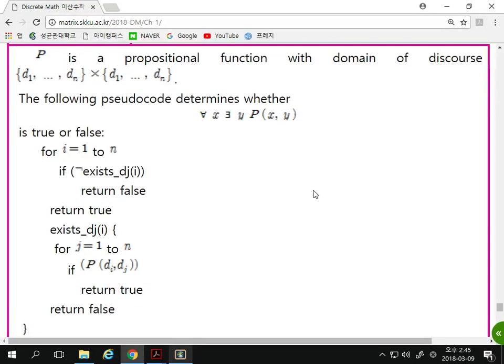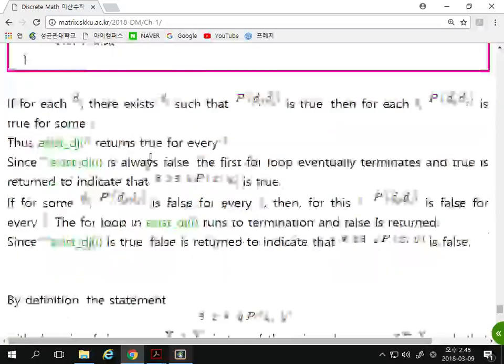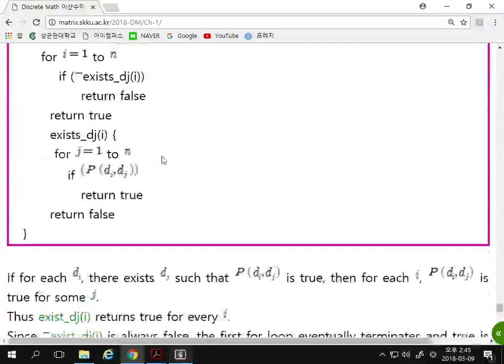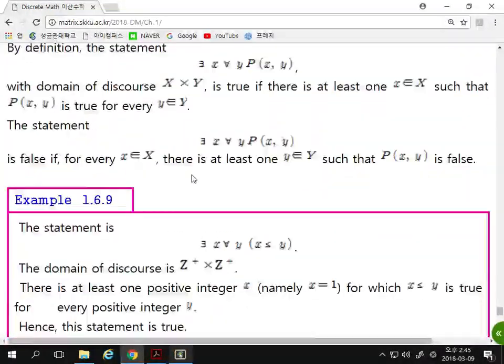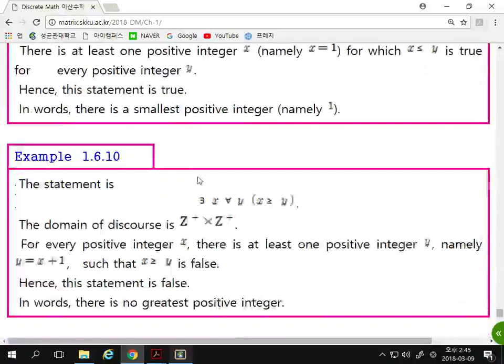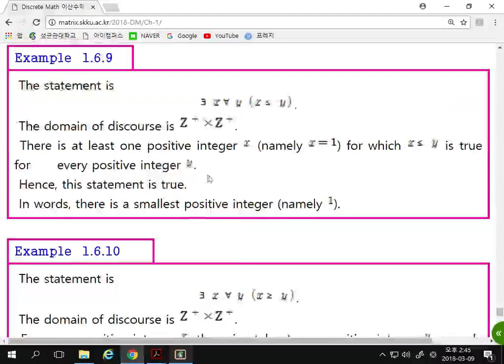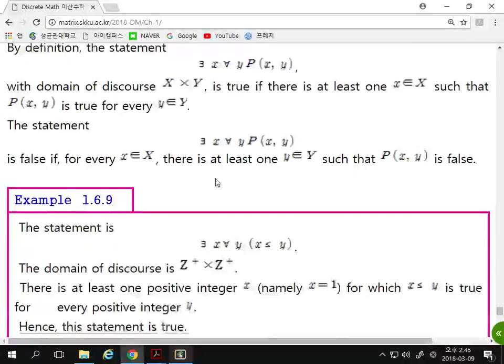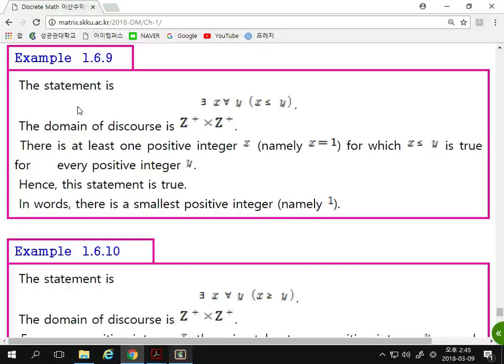Okay. Next, this is one more example of the pseudo code. I think this is the end of the examples. Oh, no, there are more. Okay. Example 9. Statement.